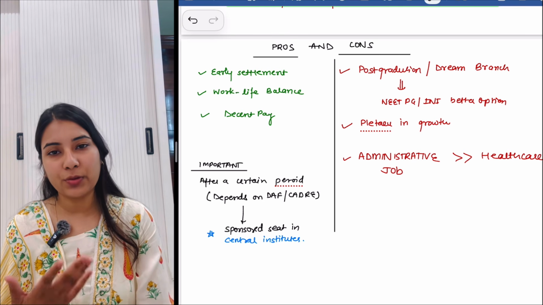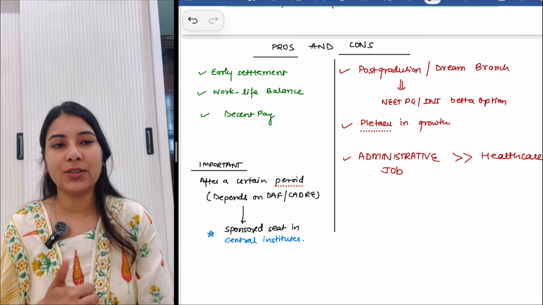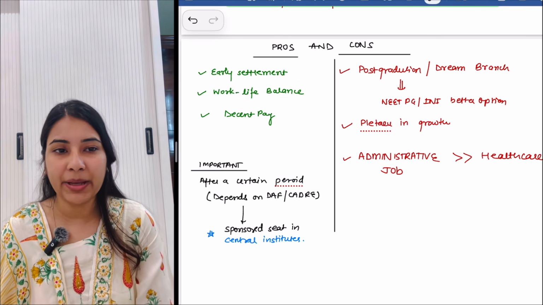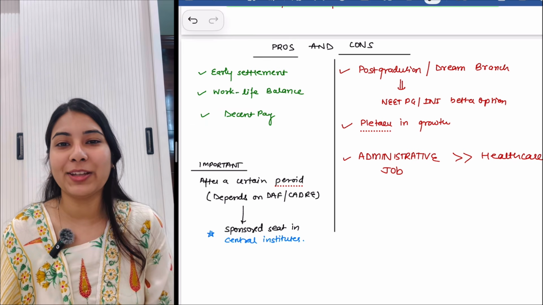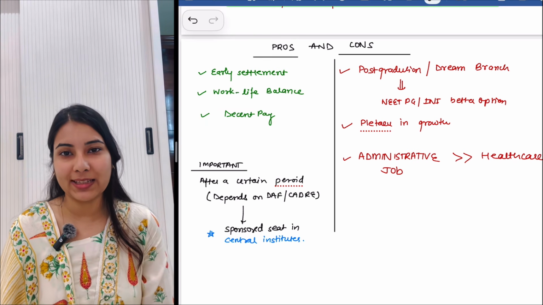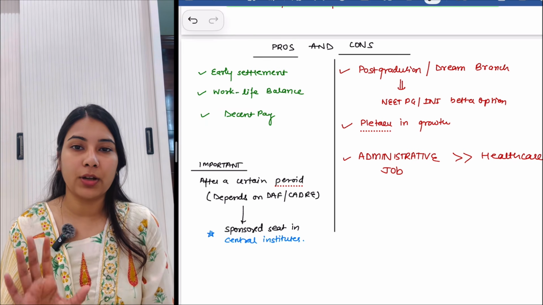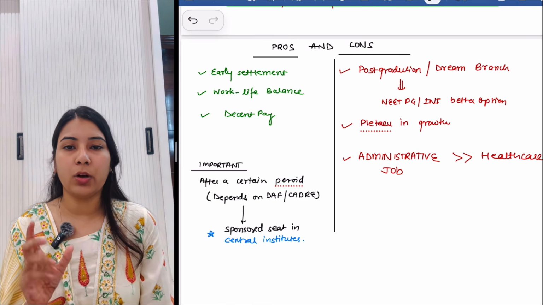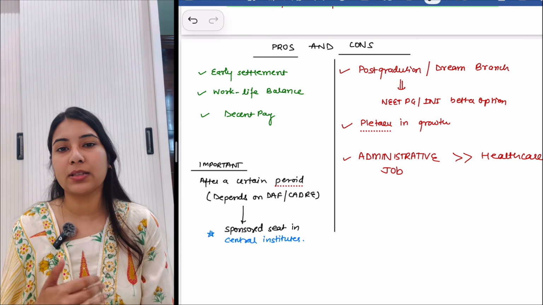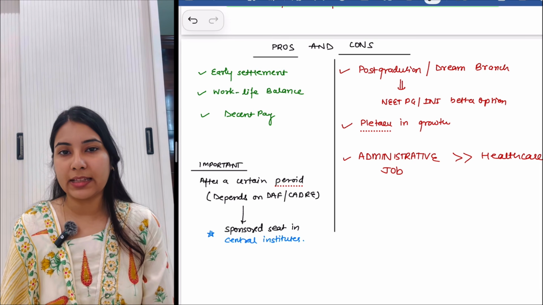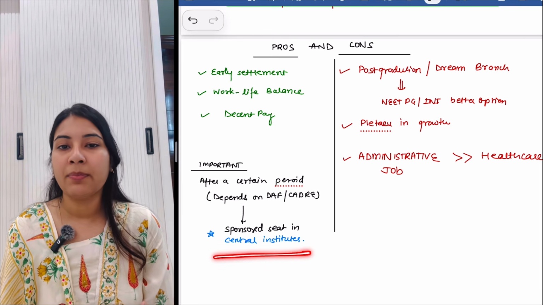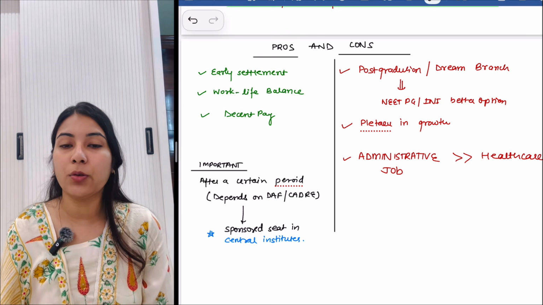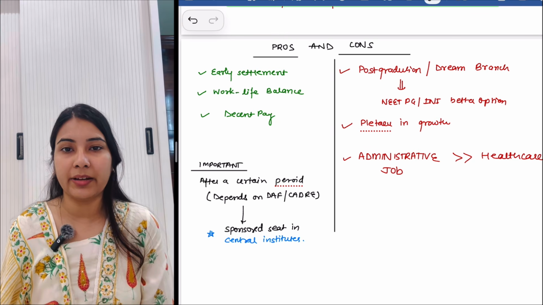The first thing is pros of UPSC. That is, first thing is you get early settlement, you have a very good work-life balance, then there is a very decent pay. One more important pro for UPSC CMS is that you get sponsored seats, that is after serving for a certain period. It depends on your DAF and your cadre for what amount of period you have to serve. You get sponsored seats in central institutes like AIIMS and JIPMER. So you get to do a PG from these reputed institutes if you are a UPSC CMS servant, right?